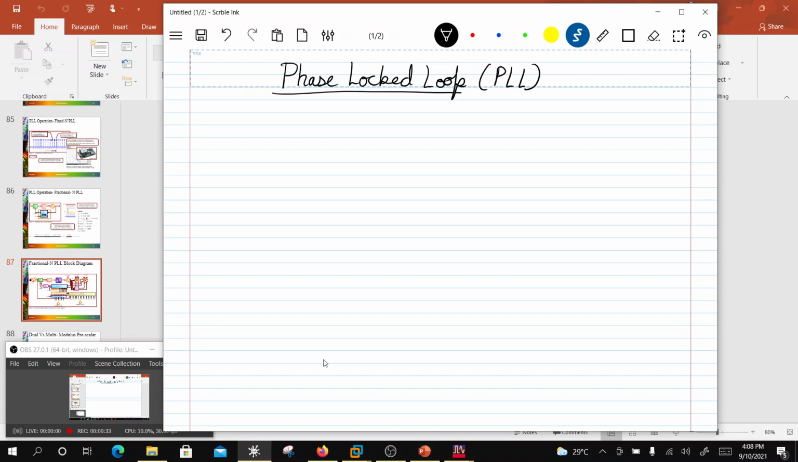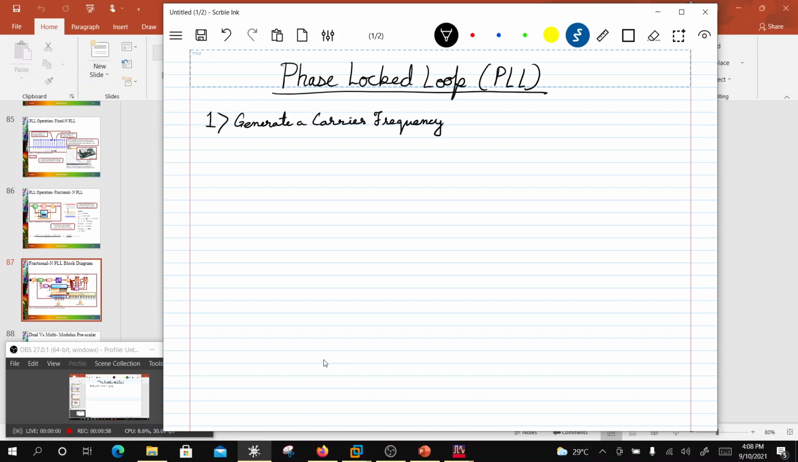Now, the question is, in any communication system, what is the use of this PLL? So in any communication system, you need a carrier, right? So it is used to generate a carrier frequency.